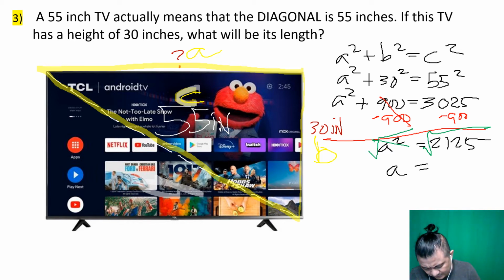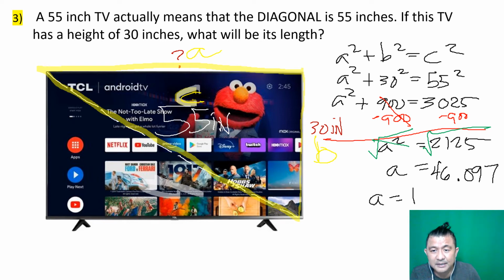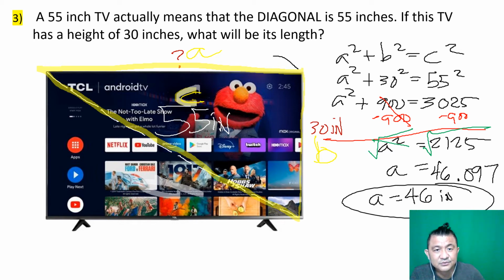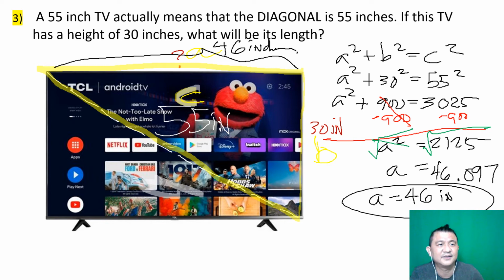Finally, A. Get your calculator. The square root of 2125 gives me 46.097. Since everything is rounded as a whole number, we could just round it as a whole number, about 46 inches. Okay, from this side to that side, that length is 46 inches.